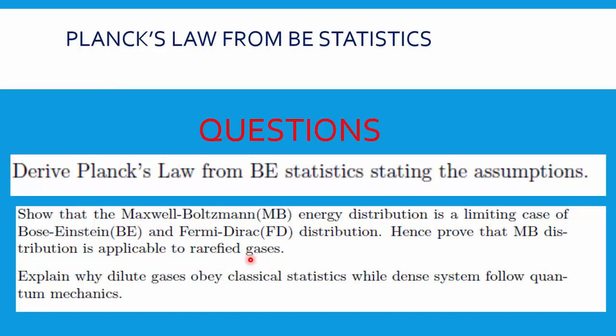So it is from that same topic, the condition where quantum statistics leads to classical statistics. And another question connected to that: explain why dilute gases obey classical statistics while dense systems follow quantum mechanics. The same answer, that FD statistics and BE statistics are more dense, the number density is very high compared to classical or MB statistics. So what is the reason? That has already been explained.